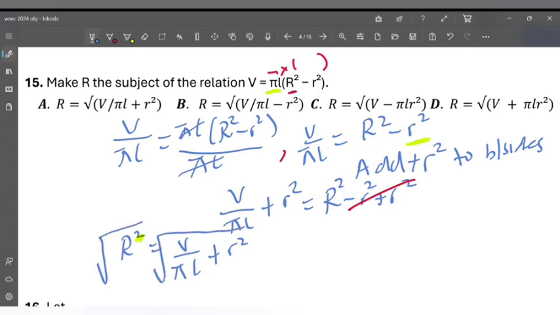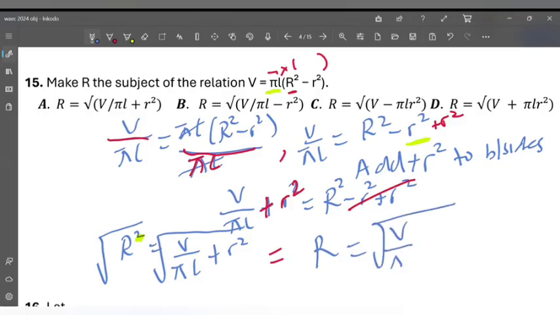Remember, for an equation to remain the same, whatever you do to one side, you must do to the other side. That is why anytime I divide, for example here, when I divided by pi l in this way, I also divided this side by pi l. When I added arrow square this way, I also added arrow square this way. So whatever you do to one side of an equation, you must do to the other side. That's why as I took the square root of the left hand side, I must take the square root of the right hand side. So in conclusion, my answer will be, if you take the square root of arrow square, you're left with just arrow, which is what we want, is equals to square root of v over pi l plus small letter arrow squared, which is option A.